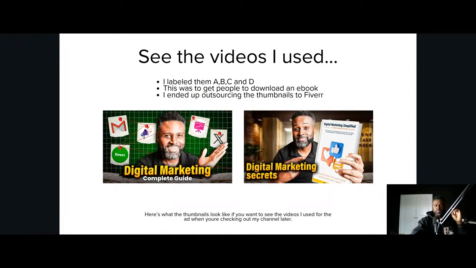So to see the videos I used, I labeled them version A, B, C, and D. I gave them all the same title. I labeled them this way so that I can be able to tell in my ads dashboard or my analytics which video was performing the best, and then I would just turn off or pause the other ones and let the winners run. Now remember, this campaign wasn't even to build my YouTube channel. It wasn't to increase my subscribers or my watch time or any of that. It was to get them to go to a landing page to download this ebook so I can get them on my email list.